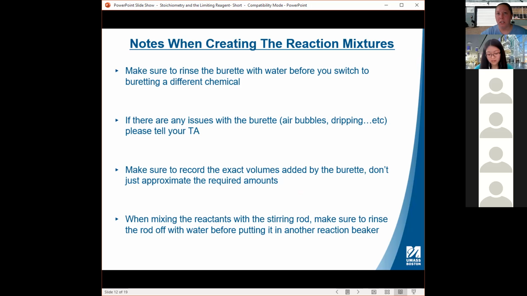So say you need 25 milliliters. If you start at milliliter line number 3, you dispense 25 milliliters, and that 25 milliliter mark, because you started at 3, will be at 28. So 28 minus 3 equals 25. Hopefully that makes sense. Okay, and then when you're mixing the solutions, you want to mix with a stirring rod. And when you go in between each beaker, you will need to rinse off the stirring rod to make sure you're not bringing chemicals from one reaction to the next.